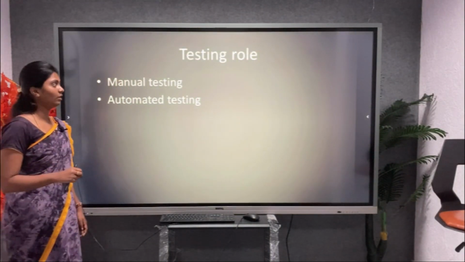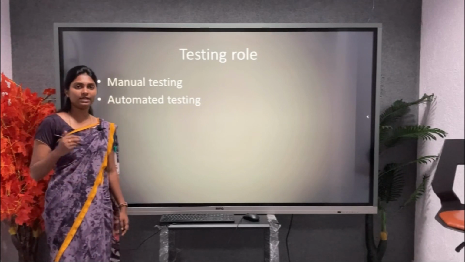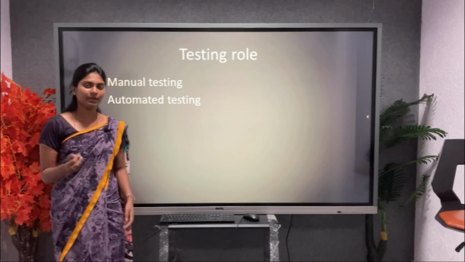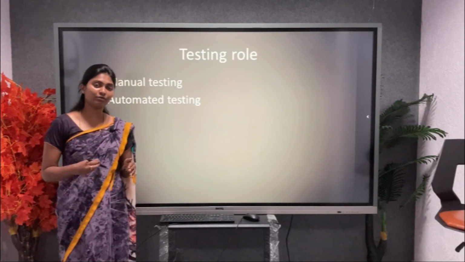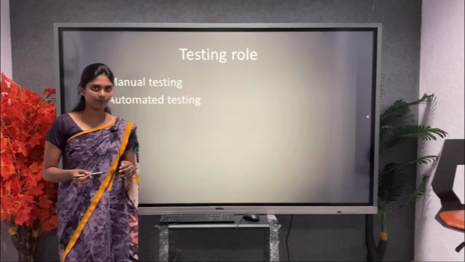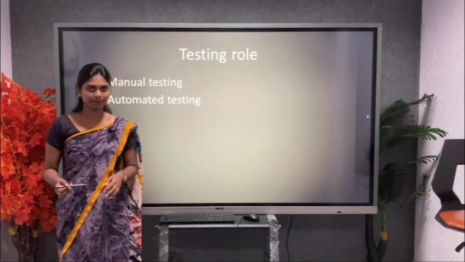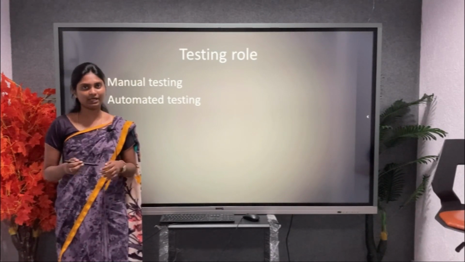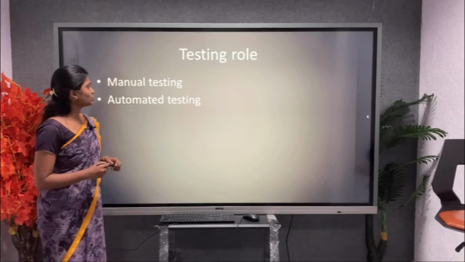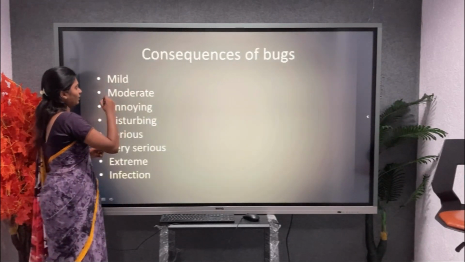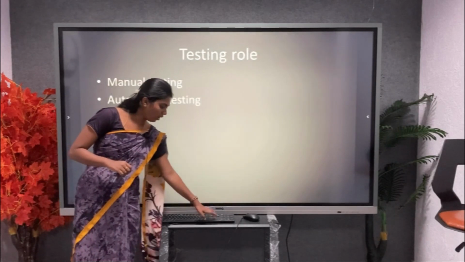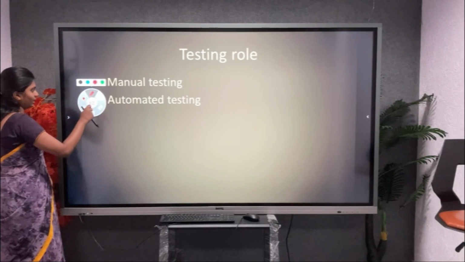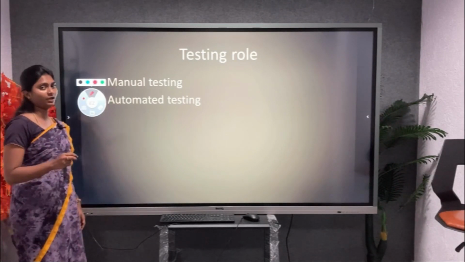Next, what is the testing rule? Yesterday I did not talk about testing; now I am explaining the testing rule. It is nothing but finding bugs and preventing bugs, following particular standards, so that we develop the best quality according to the organization's standards. In testing we define manual testing and automated testing.